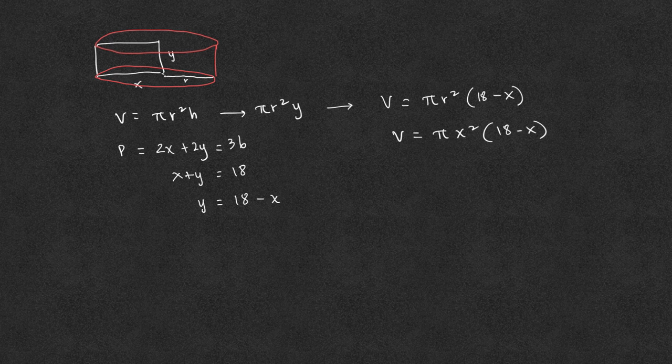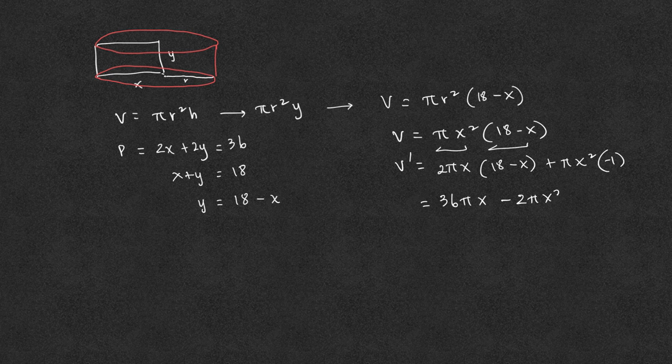We just need to find the derivative of this function to find the critical numbers now. Using the product rule, the derivative of pi x squared is 2 pi x times 18 minus x, plus pi x squared times the derivative of 18 minus x, which is negative 1. This is 36 pi x minus 2 pi x squared minus pi x squared, or 36 pi x minus 3 pi x squared, and we set this equal to 0.